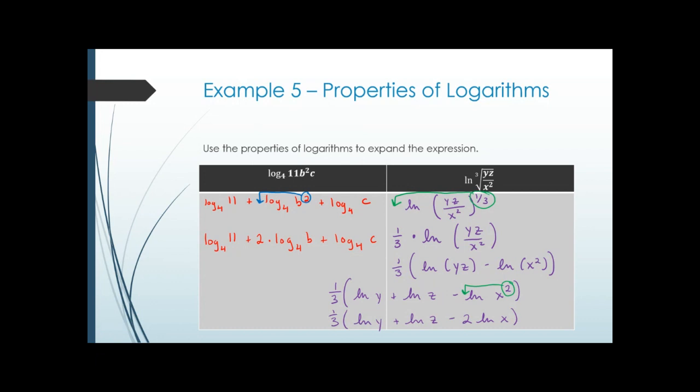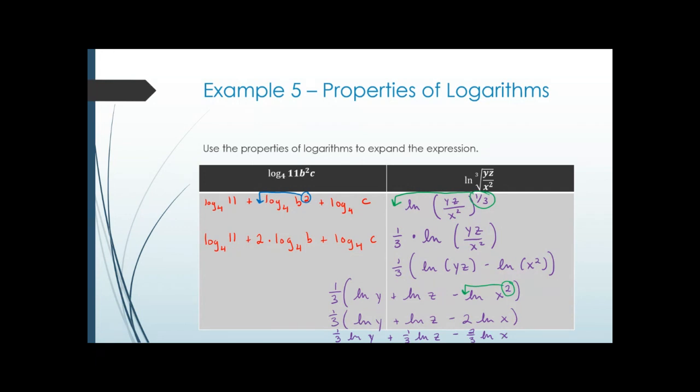You can leave it like this, or if you want, you can multiply the 1/3 through. And if you do that, I'm going to have to make this really small. You can have 1/3 times the natural log of y plus 1/3 times the natural log of z minus, and then you'd have 1/3 times 2, so that'd be 2/3 times the natural log of x.